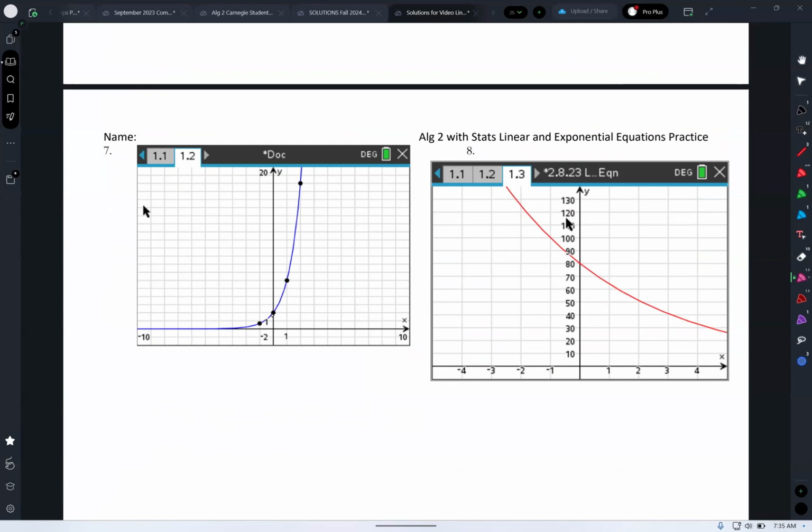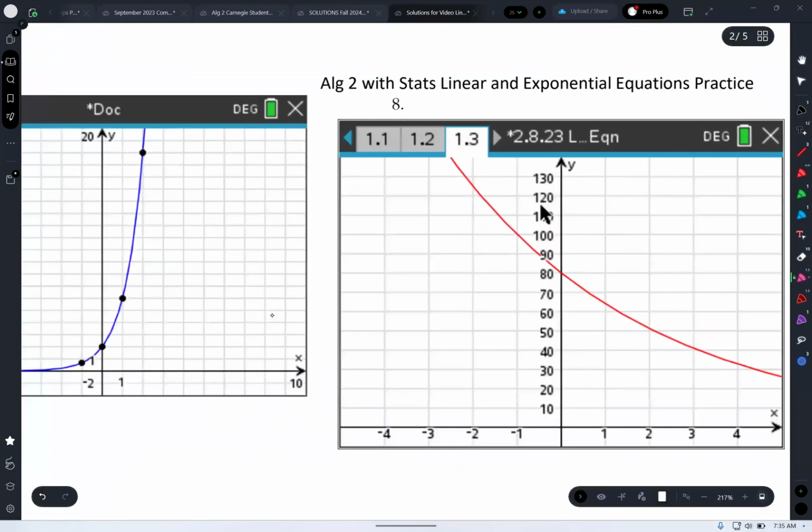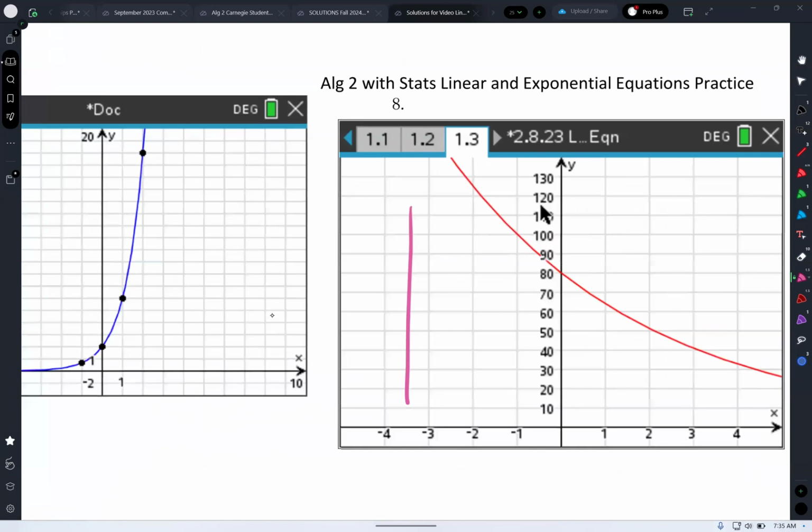All right, number 8 here. This one causes students a lot of trouble, but it's exponential. We want to recognize that if it's exponential, I have a constant factor at play. Can only use points that I can clearly see. I can't clearly see and know these, right? So I'm not going to use those. But I can clearly see -1, 100 and 0, 80.